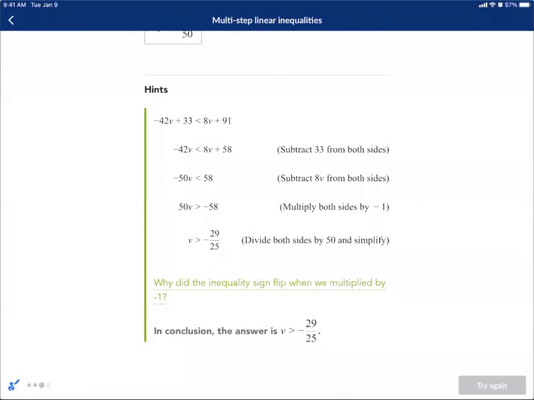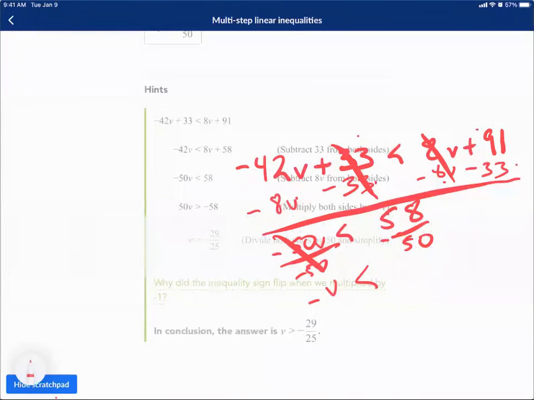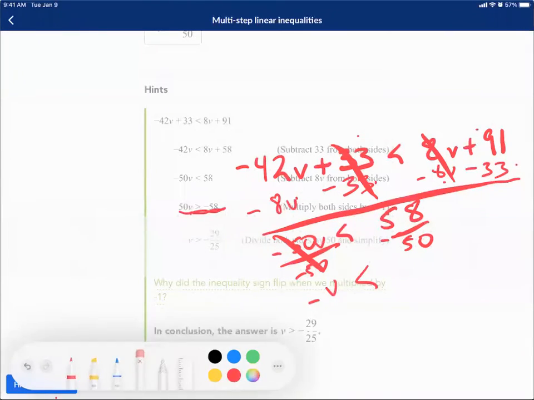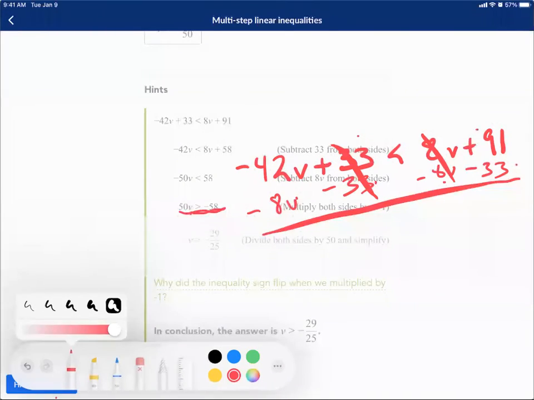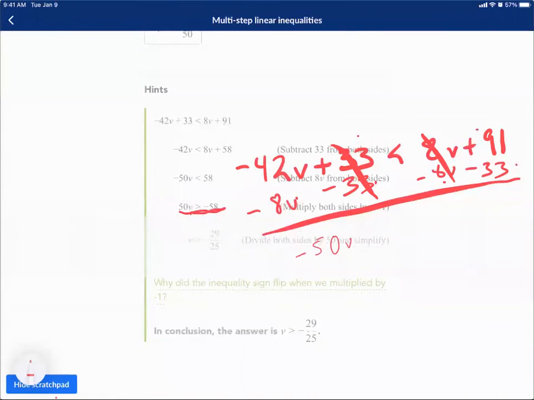Oh, I think I see where we do that. We do that here. So what happens is, let me go ahead and try to get a thinner pen. So when we have 50v, negative 50v is less than 58, right? We have something like this. Is that negative 1, right?